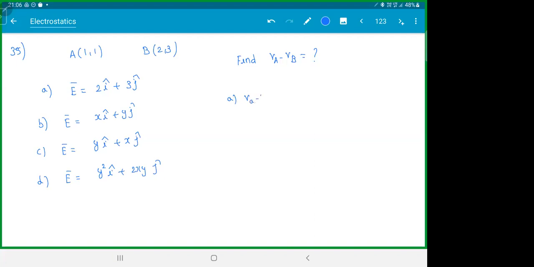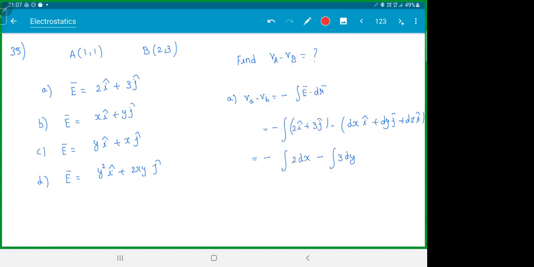So the formula is VA minus VB is minus integral E dot dr. E is nothing but 2i + 3j. We did the same thing in work-energy. dr is nothing but dx i cap, dy j cap plus dz k cap. That is the meaning of dr, people. R bar is a position vector, dr is a small position vector. Do the dot product: 2dx, 3dy.